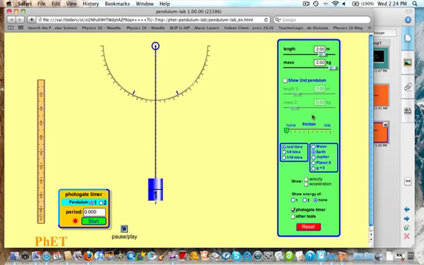Make it shorter. Okay. Well, if we make it shorter. Okay, so now we're changing something. So we went from 1 down to, say, 1. Start the timer. And is the period value different? Not the same. Yeah, so the length of the pendulum is a pertinent factor.